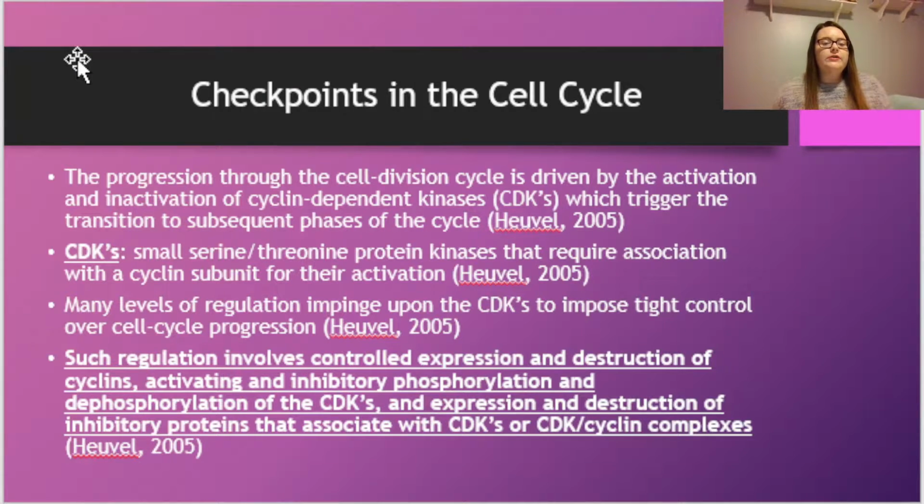Now, in regards to checkpoints in the cell cycle, the progression through the cell cycle division is driven by things such as the activation and the inactivation of the cyclin-dependent kinases. These are known as the CDKs that we'll refer to. And these trigger the transition into subsequent phases of the cycle.